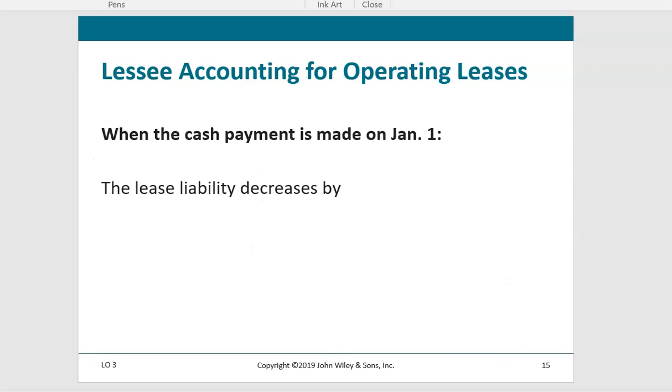The next journal entry is going to take place the very next day on January 1st when the company makes the cash payment. Here we're not recording the journal entry on this slide. We're going to do that on the next slide. We're just going to write the note that when the cash payment is made on January 1st, or each time a cash payment is made, the lease liability decreases by the full amount of the cash payment.